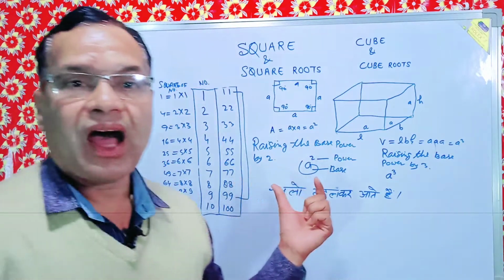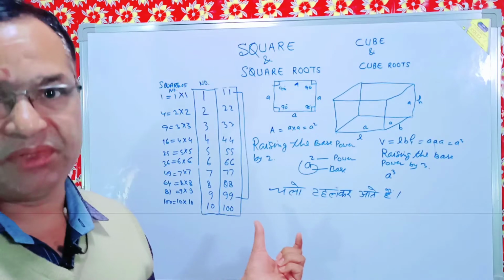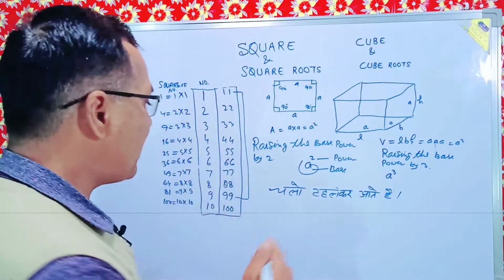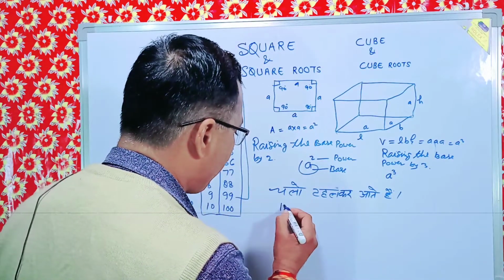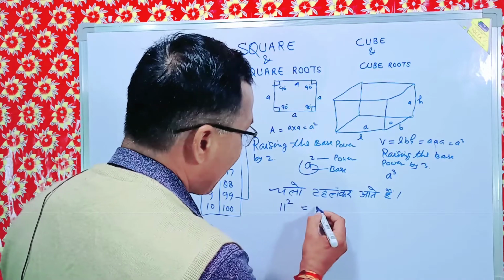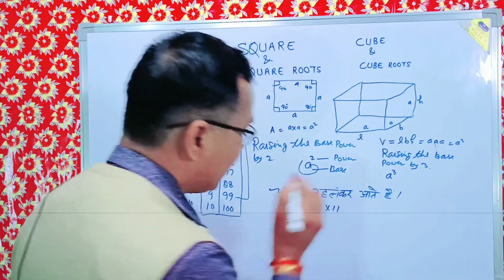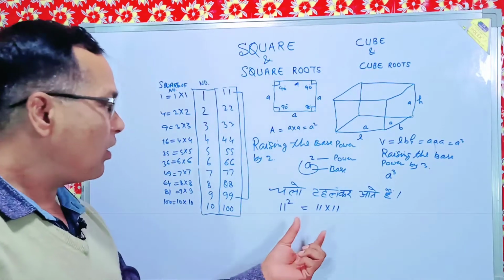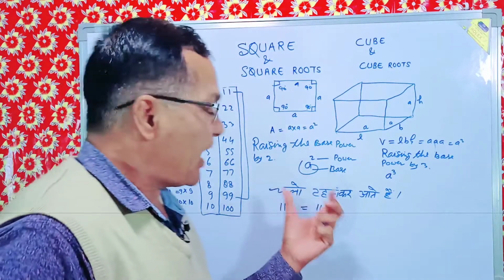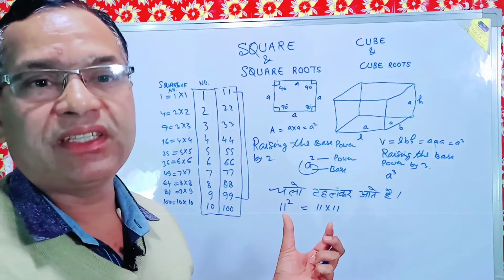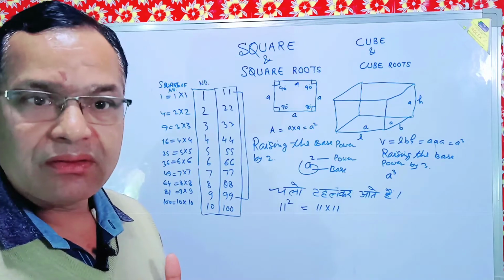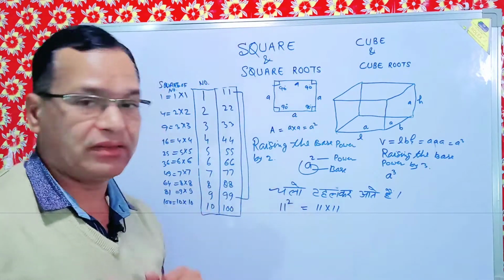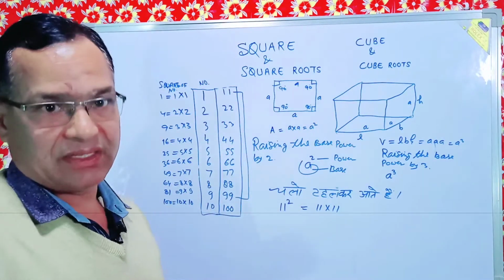Here I want to give it a natural connectivity. Here I want to find out the square of 11. So I can write it as 11 into 11. Now assume I do not know the square of 11. So what can be done to find it easily?